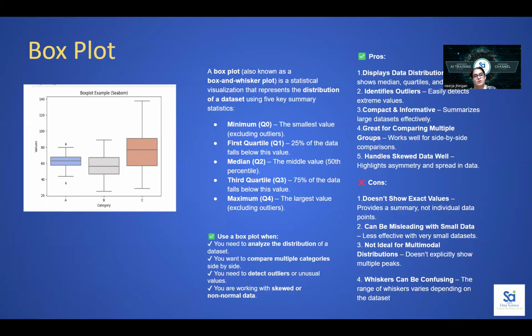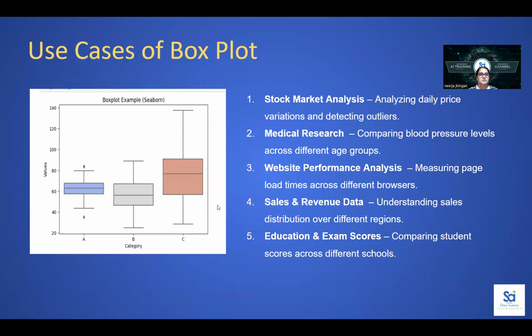Okay, now we will move ahead. We will look at its use cases. It is used for stock market analysis, medical research, website performance, sales revenue, education and exam scores. I'm talking about the topmost common use cases. There are more cases available as well.